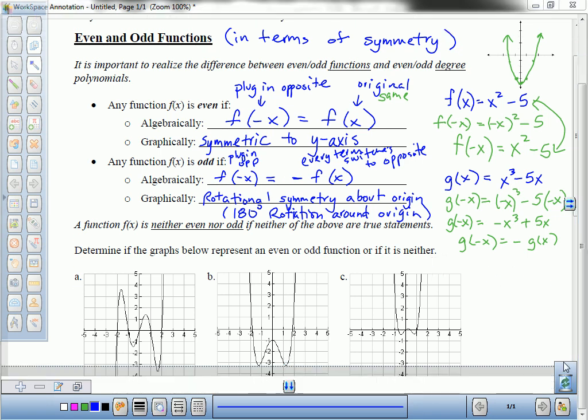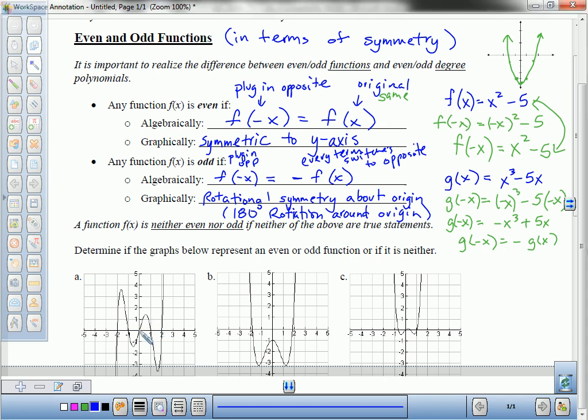Okay, so let's look at some of these graphs. And with these graphs, we're supposed to determine from the graph, does this function have even symmetry, odd symmetry, or it's neither even nor odd? Now, honestly, most functions are neither. Most functions are neither even nor odd in their symmetry. We have to be very specific to come up with a function that does have even or odd symmetry.